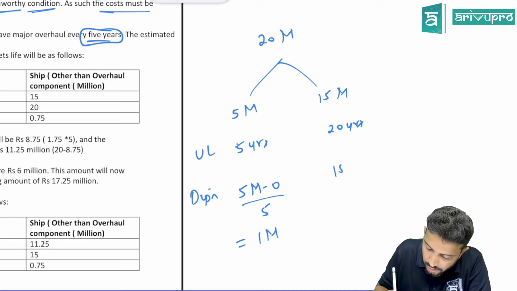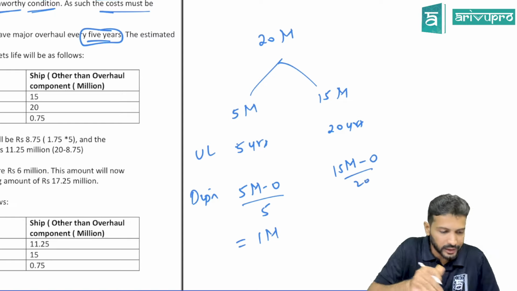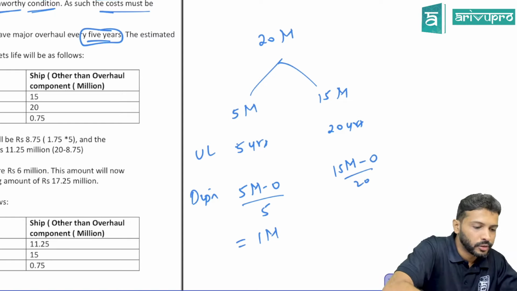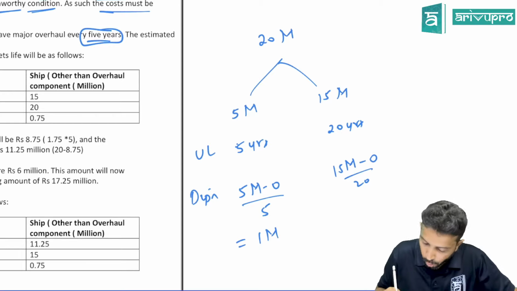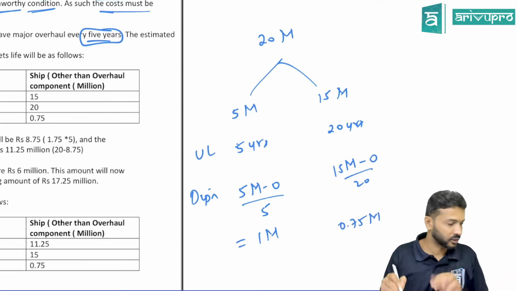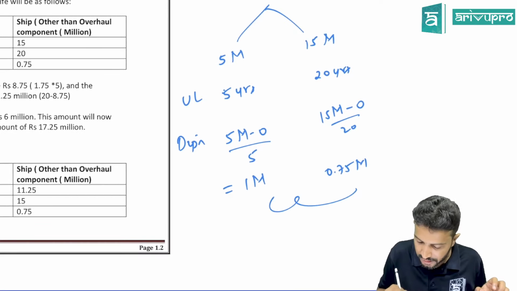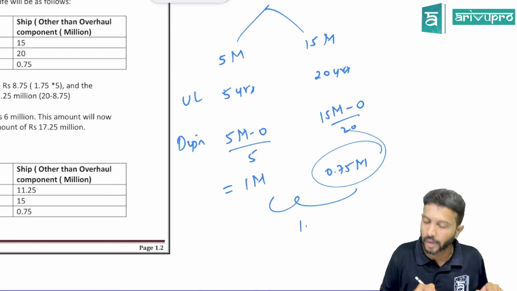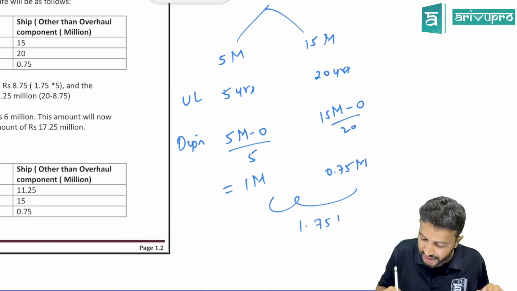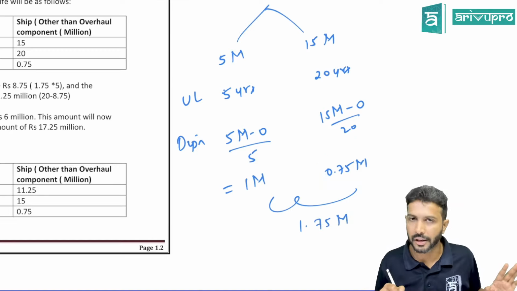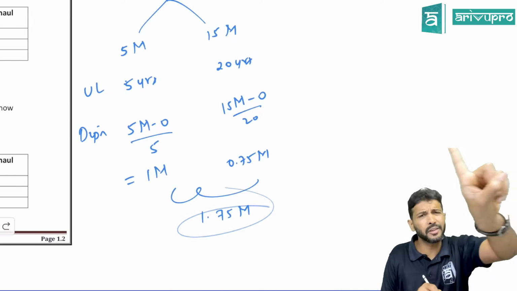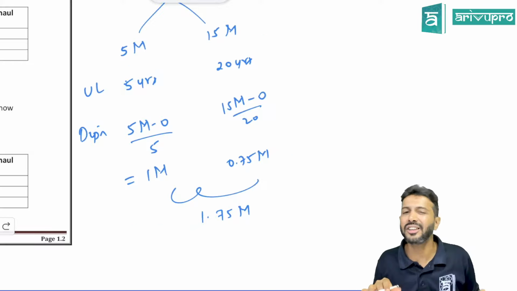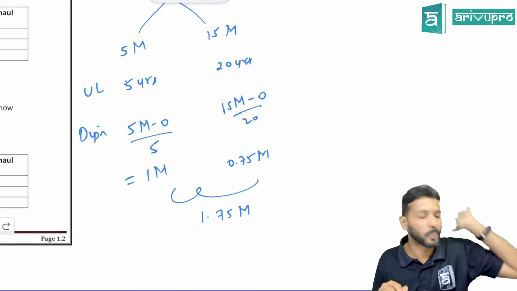What about this? 15 million minus 0 divided by 20. So 15 divided by 20 is how much, sir? 15 divided by 20 gives me 0.75 million. That is the depreciation. So the total depreciation is how much? For inspection, it is 1 million depreciation charges. For others, it is 0.75 million. So total depreciation every year is 1.75 million. So you can pass one journal entry for depreciation for 1.75 million, but the calculation of depreciation has to be done separately. That's what we mean by component accounting.